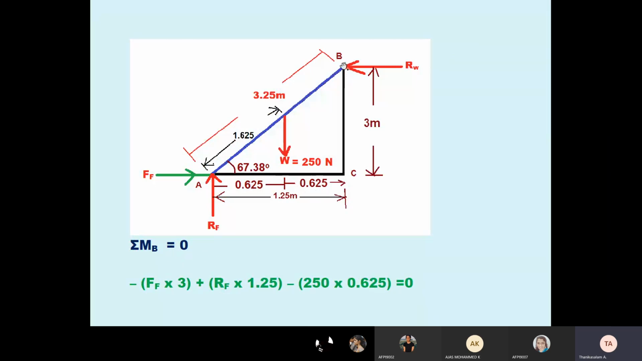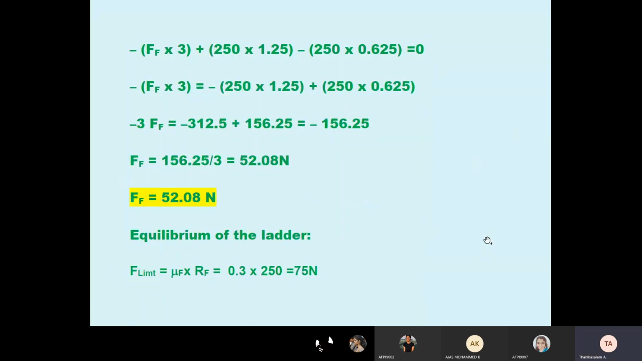So moment with respect to the B point. RW must be neglected because it is acting at that point. Now here W into x2 is anti-clockwise. Anti-clockwise means minus, no. 250 into this distance 0.625, minus. Similarly, FF is also anti-clockwise with 3. You take FF at C because it goes to the C point. So FF into 3 meter, anti-clockwise, minus. Then RF into 1.25. Then we calculated FF equal to 52.8. So that is our aim.